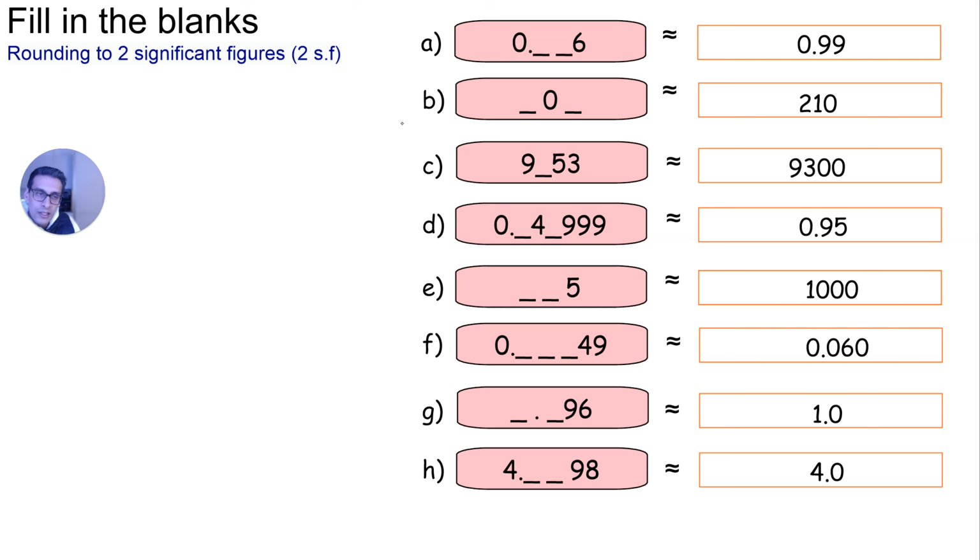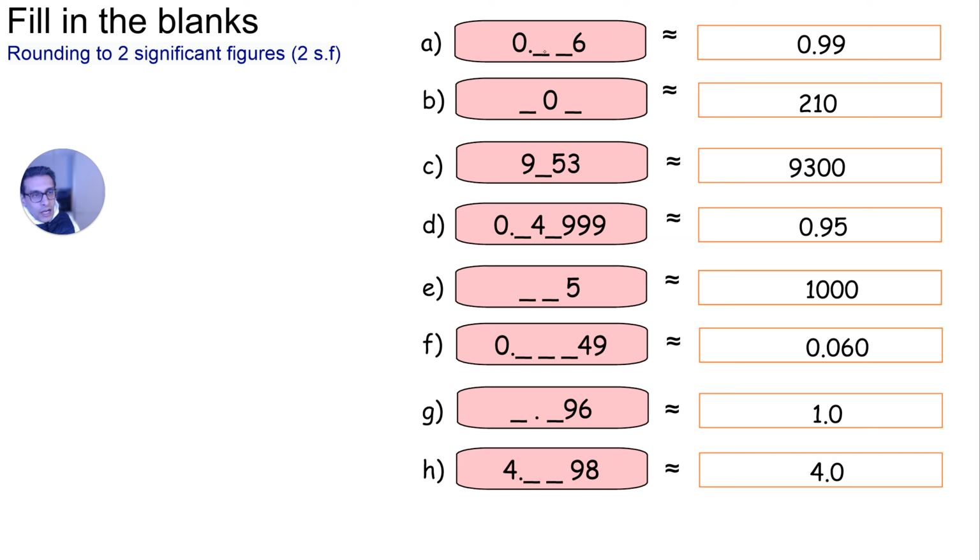Fill in the blanks. This is basically working in reverse. So if these have been rounded to two significant figures and these are the answers, what could the question have been? Just like the exercise you did in the previous video, some of these will have more than one answer. So for example, some of these might have more than one digit that goes in the blank. So have a go now, and then I'm going to go through the answers. After that, you will have mastered this topic, the rounding to significant figures.